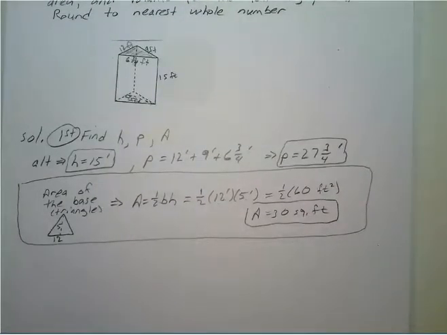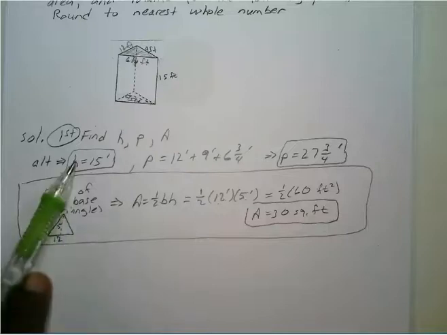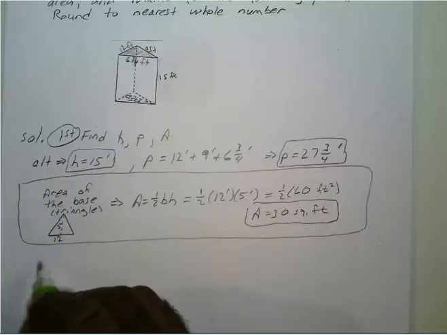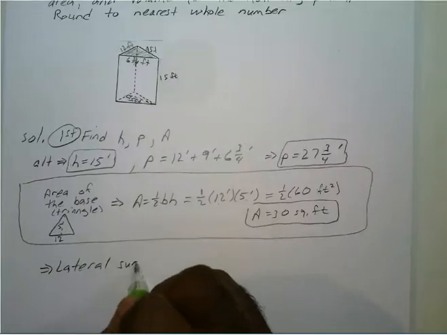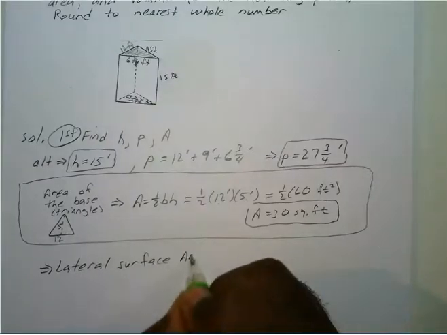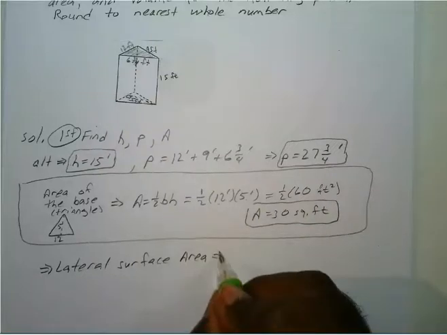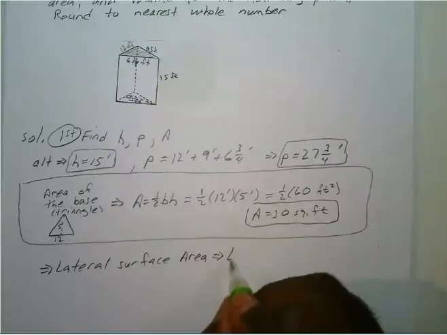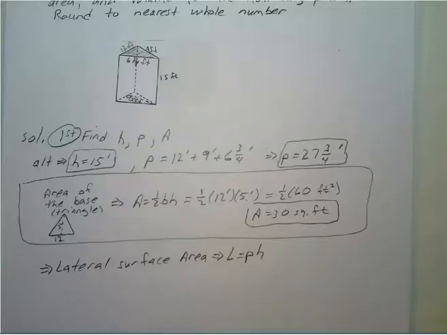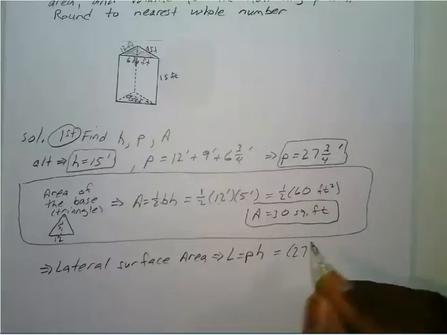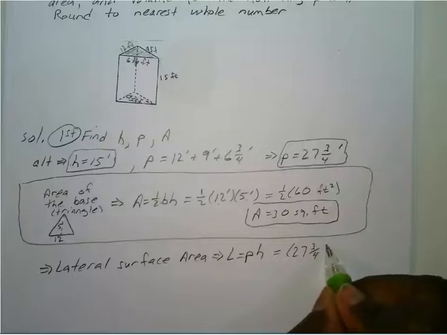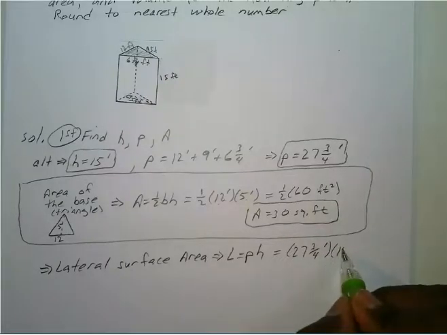So now that we have that, remember, as soon as we're done finding the area of the base, we go back to using this H. Okay, so that means we have our lateral surface area. Okay, so we know that L is equal to the perimeter of the base times the altitude. Okay, now the perimeter of the base, we know that is 27 3/4 feet times the altitude, which is 15 feet.